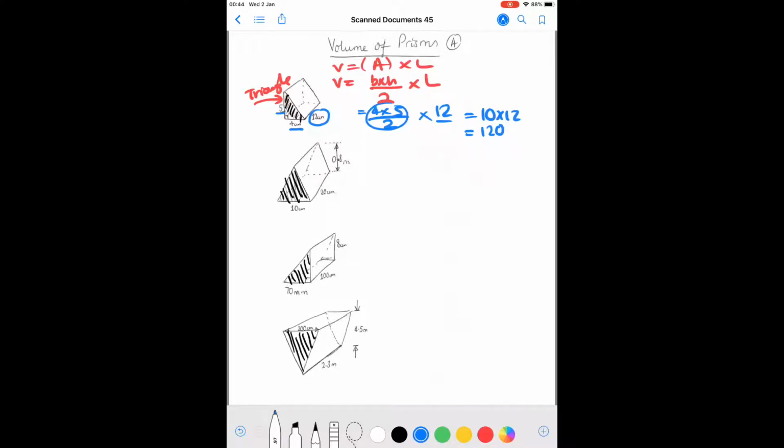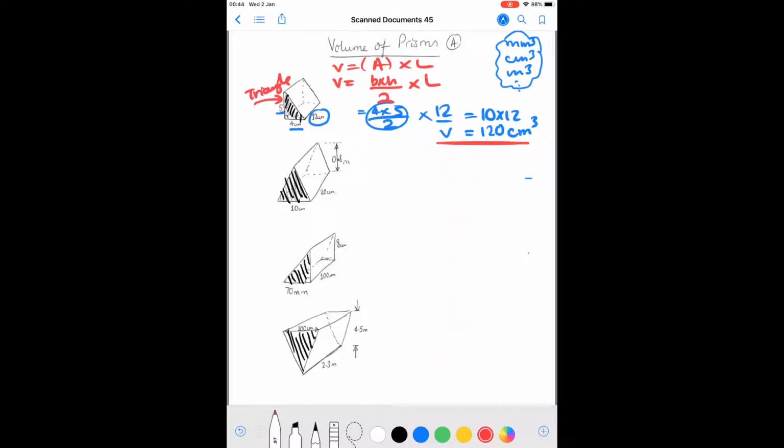120. Now remember, volume again is a cubic measurement. So you have volume in millimeters cubed, centimeters cubed, meters cubed, and so on. So the units are always cubic. So 120 centimeters cubed. So that's the volume. Done. That's the first question done.